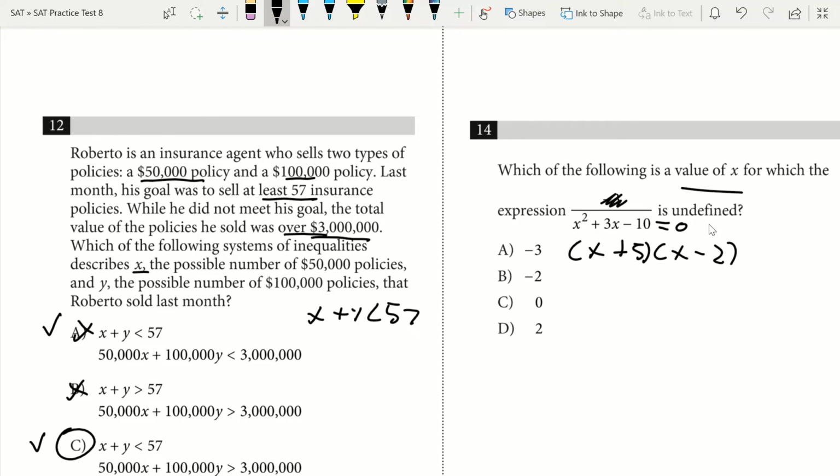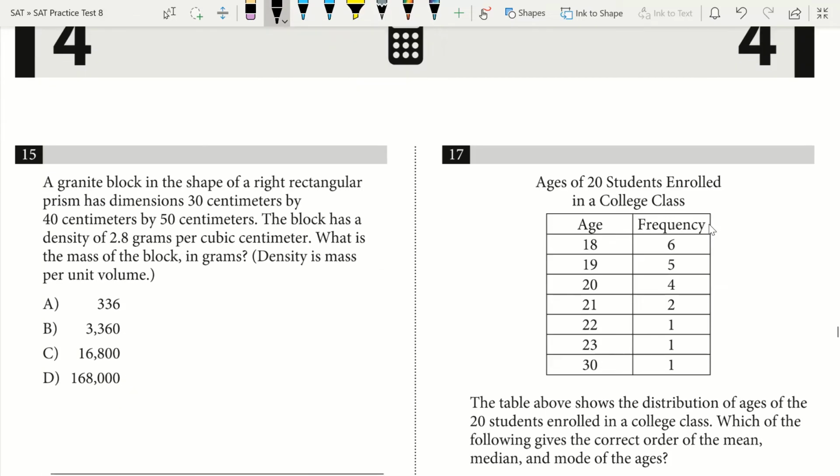So I'm not told anything about X having to be greater than or less than a number, right? So I can go ahead and find my solutions, which could potentially be X equals -5 and X equals 2. I see that -5 isn't given, but I see that 2 is given, so my answer choice then will be 2. All right, now I can go ahead and move on to question 15.